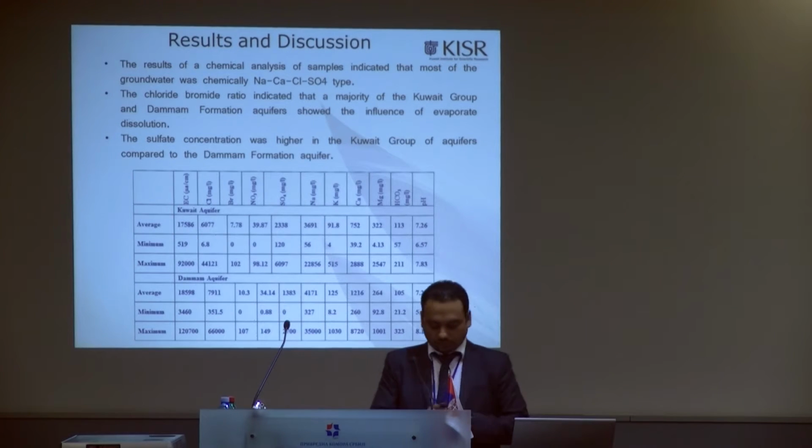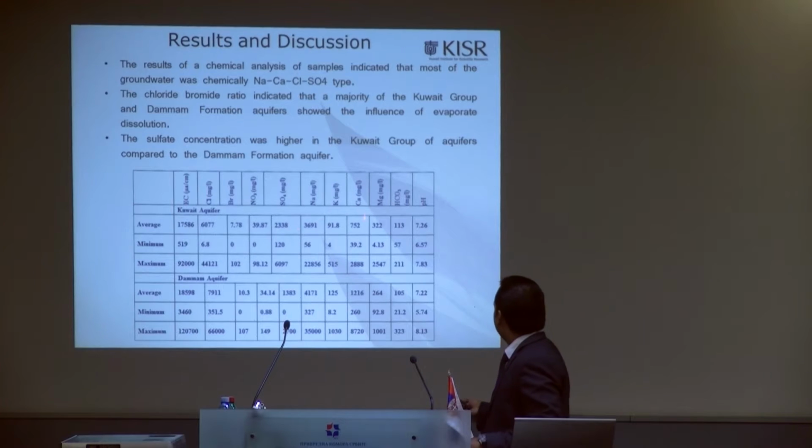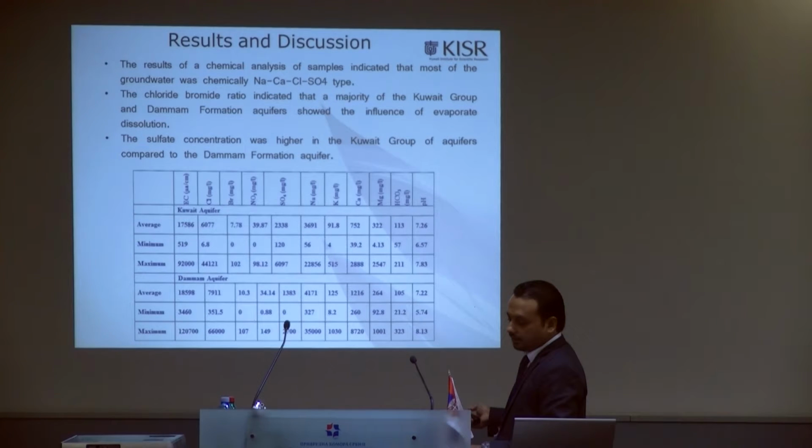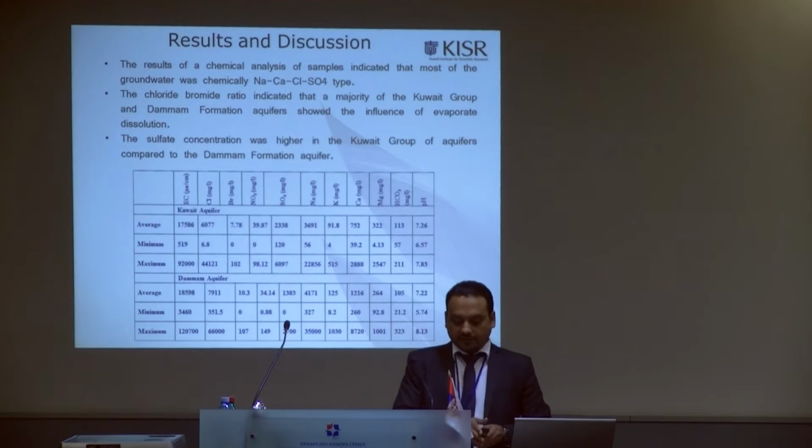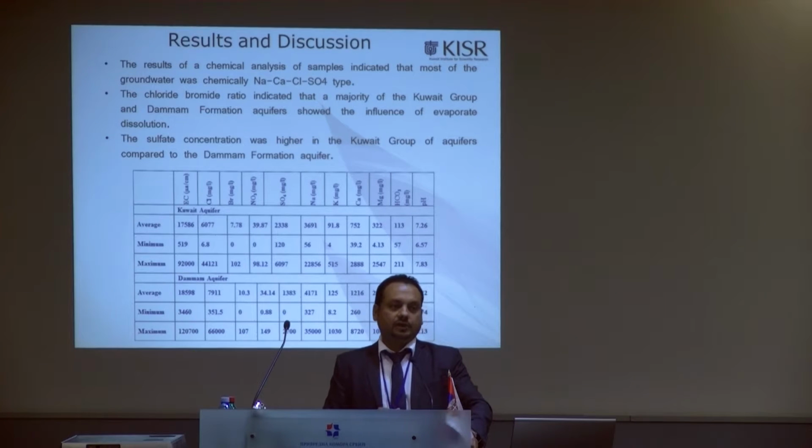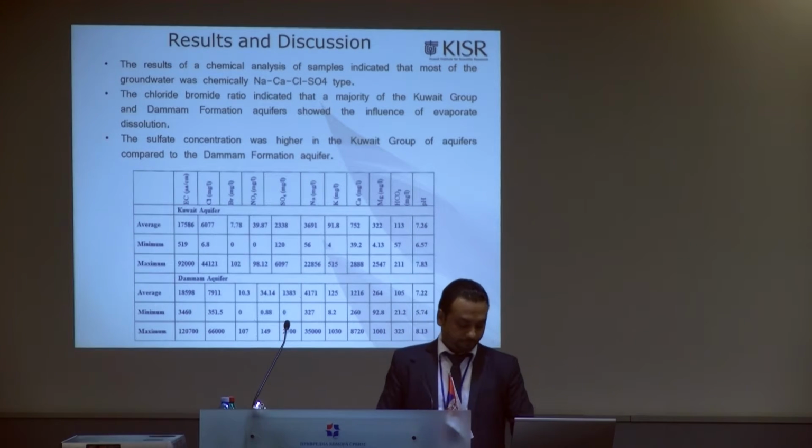So here I just want to show the sulfate concentrations in the two aquifers. Here the average in the Kuwait Group aquifer is around 2,400, whereas in the Dammam aquifer it is 1,400. So in the Dammam aquifer the sulfate concentration is less when compared to the Kuwait Group aquifer.